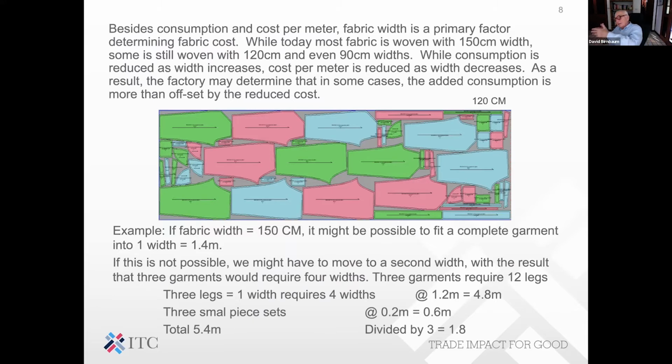The fabric at 120 cm costs less than the fabric at 150 cm. The question is whether the cost difference can be made up in terms of the price. So that, for example, the example we have here, we're talking about 120 cm is 1.8 meters. 150 cm is 1.4 meters.